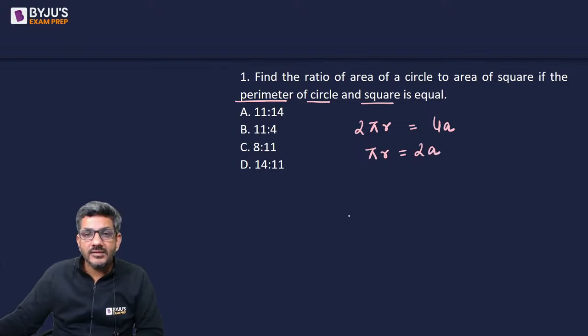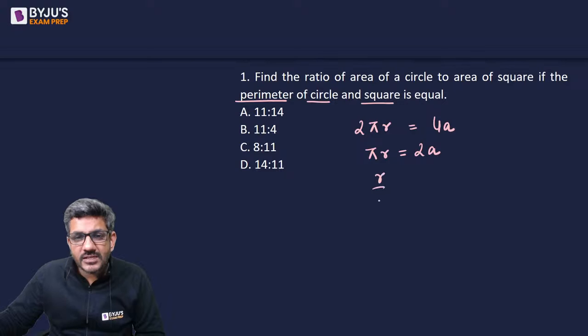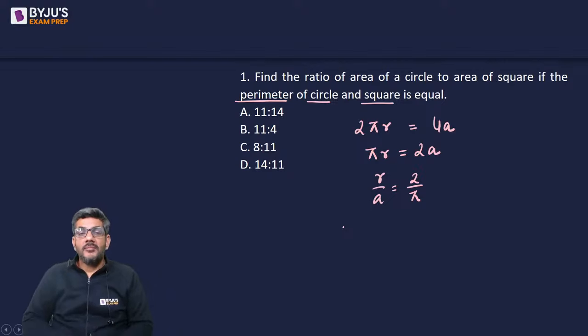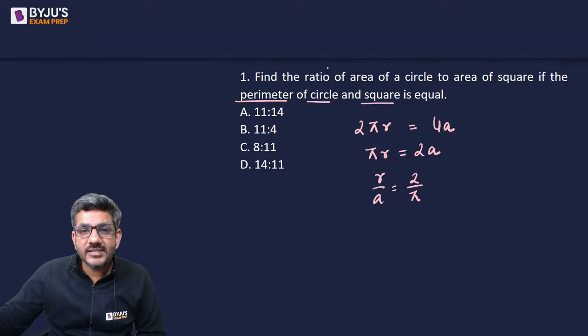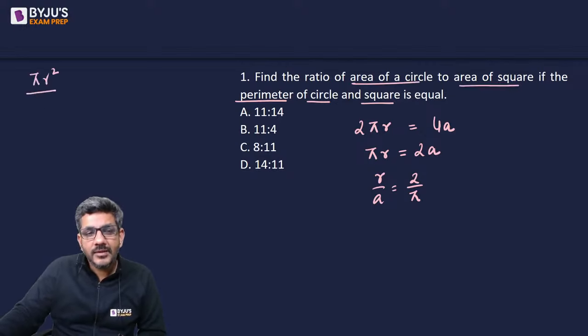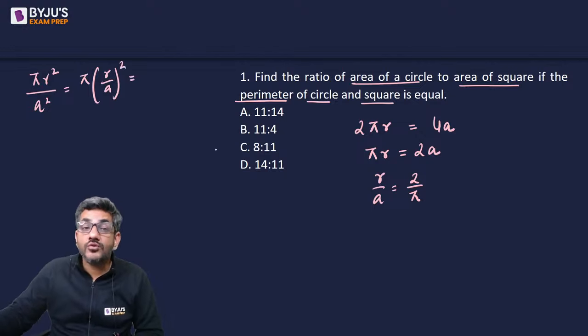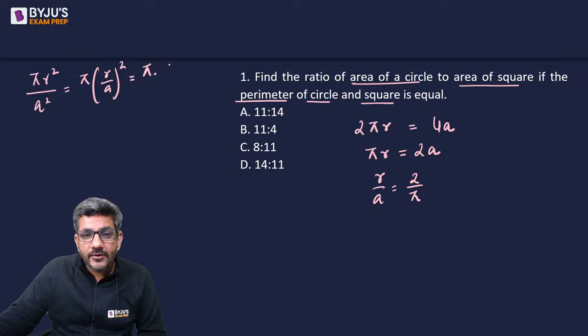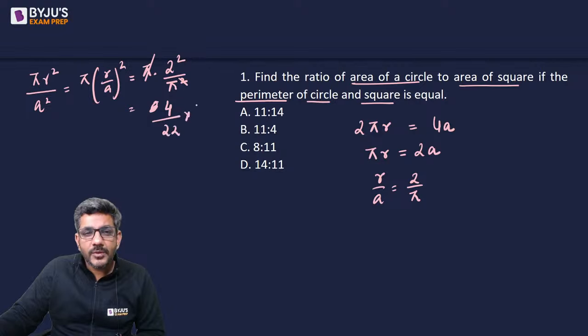I have pi r is equal to 2a, or I can also say that r divided by a is equal to 2 divided by pi. The question is saying find the ratio of the area of the circle to the area of the square. Area of the circle is pi r square, and the area of the square is a square. So I can say it is pi into r by a whole square, and r by a is 2 by pi. Let's put it here, pi into 2 square divided by pi square. So pi will cancel out with this square and I get 2 square, that is equal to 4 divided by pi, which is 22 by 7.